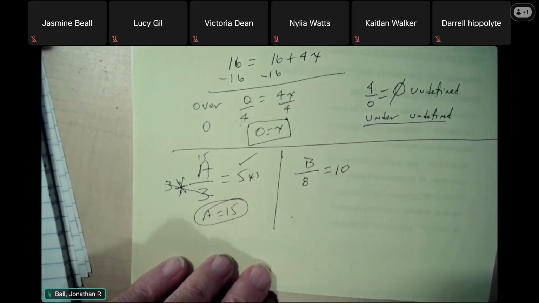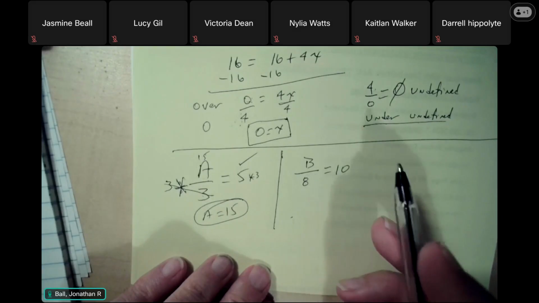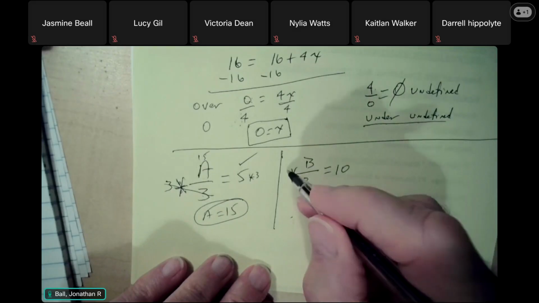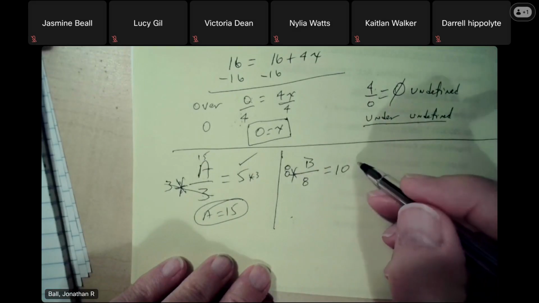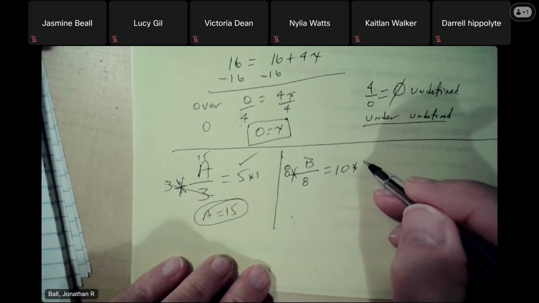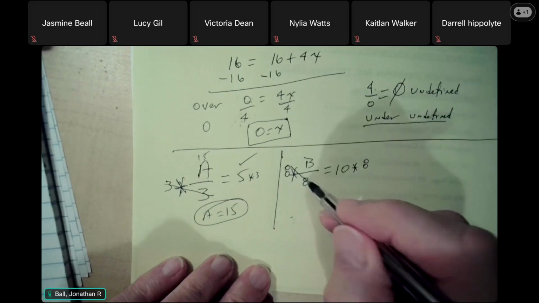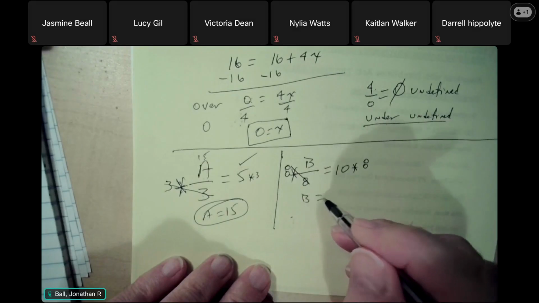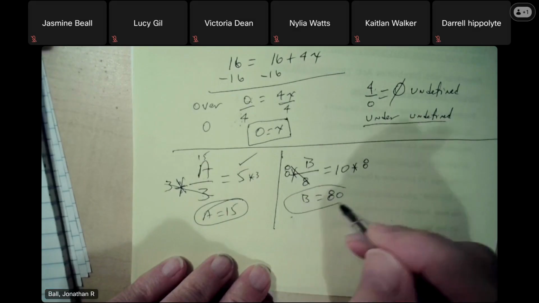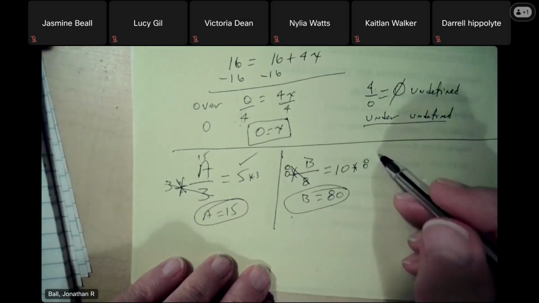B divided by 8 is 10. How do we undo division? Multiply by 8. Whatever you do to one side, you have to do the other. B is 80.